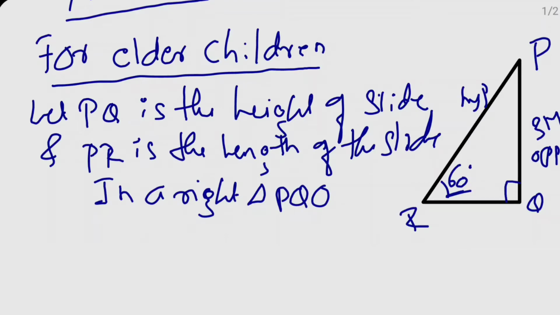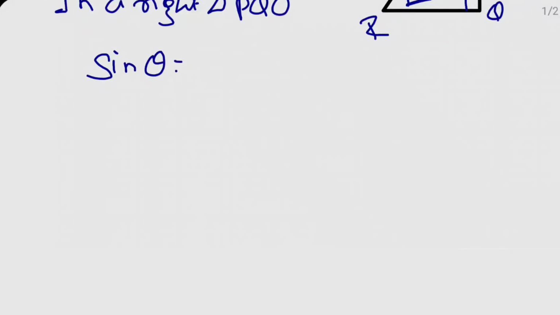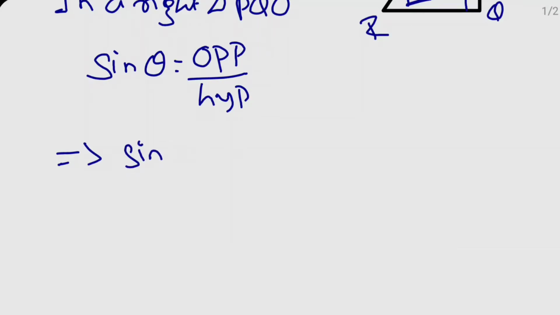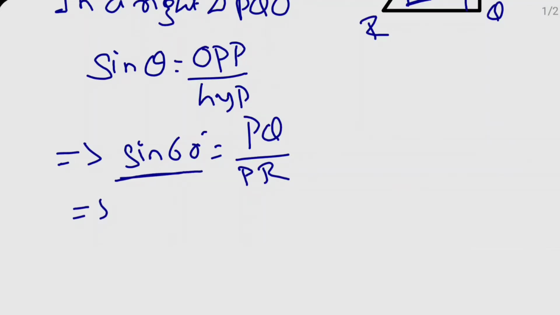These two ratios we get in sin theta and cosec theta. Here I will use sin theta. Sin theta equal to opposite by hypotenuse. So this implies sin 60 equal to opposite PQ divided by hypotenuse PR. So now we know that the sin 60 value is root 3 by 2, equal to the PQ value 3 divided by PR as it is.